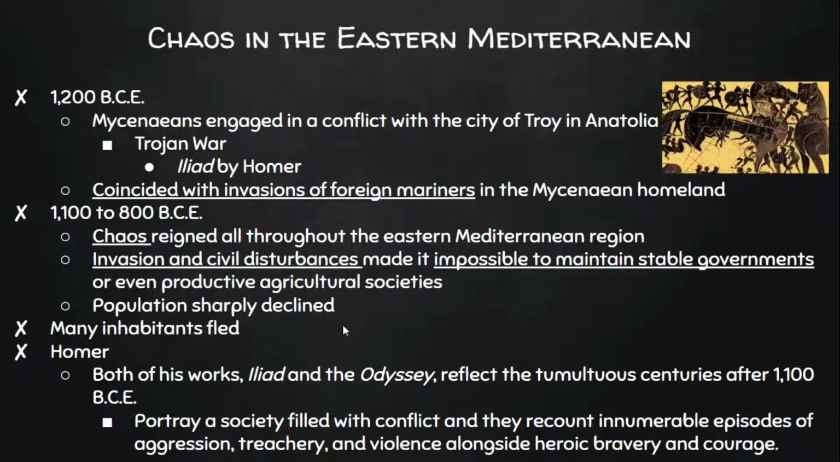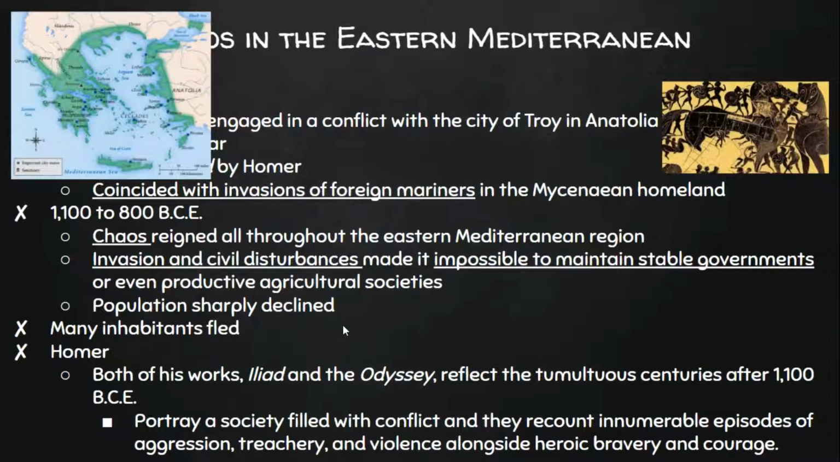So beginning about 1200 BCE, the Mycenaeans engaged in a conflict with the city of Troy in Anatolia, which thus created the Trojan War, which was documented, or at least the story was told, by a man named Homer with his story of the Iliad. And this coincided with invasions of foreign mariners in the Mycenaean homeland. Right here is just a map to kind of pinpoint where things are. Troy is right over here, and the Mycenaeans would have been right over here at this point.